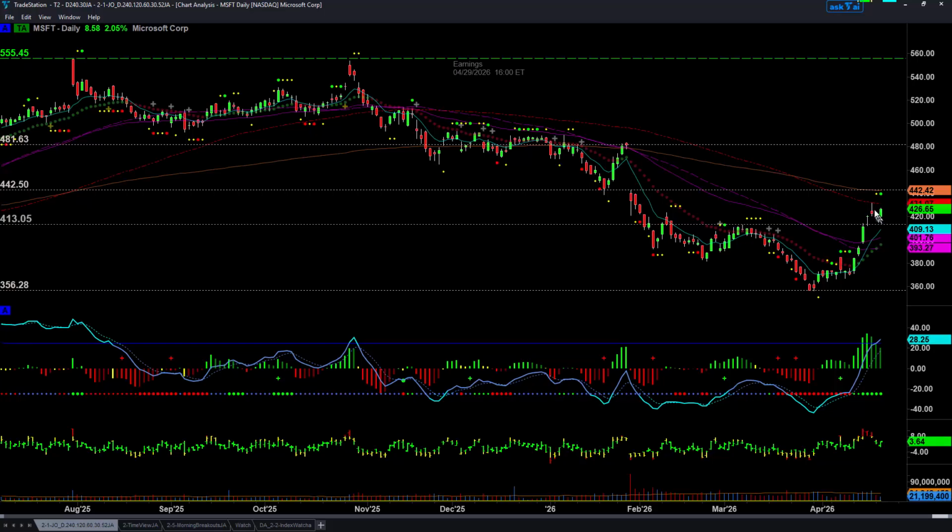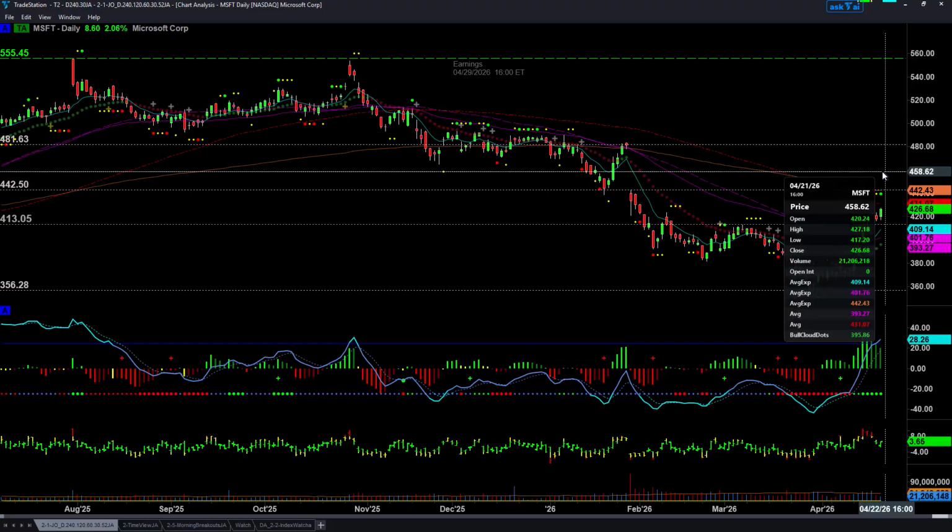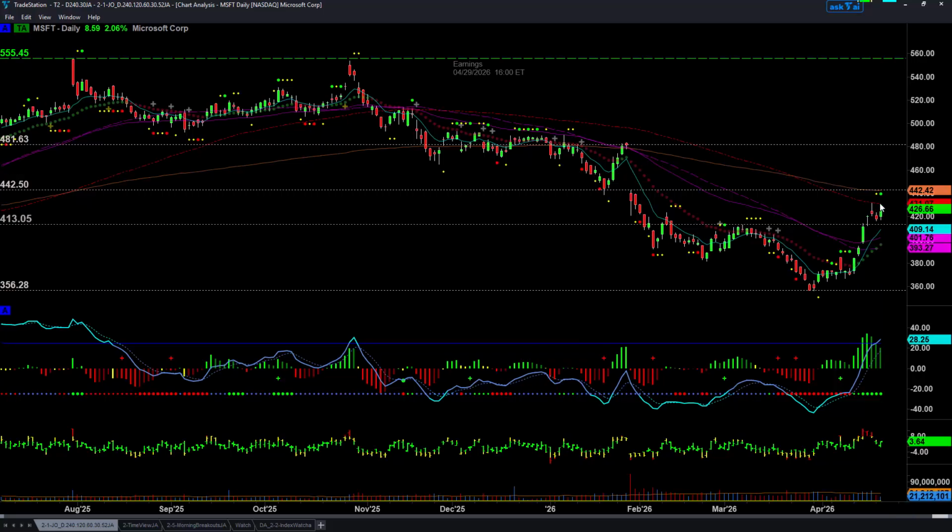Now there's some moving averages in the way here, just two of them really. We've got the 100 simple moving average, which is what we stopped at the first time. We'll see if we can get through that. Currently today, that is at 431.07 right there. And then we have the 200 EMA right up here, currently at 442.43. And if we can get above that, that's right about where the 442.50 pivot is. Those we need to get through.